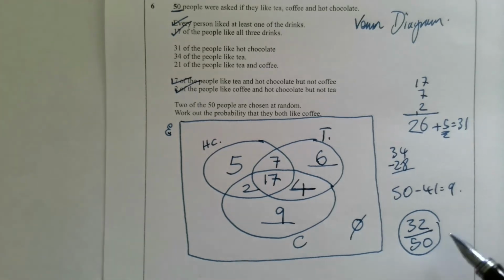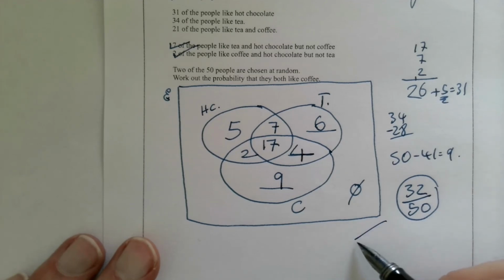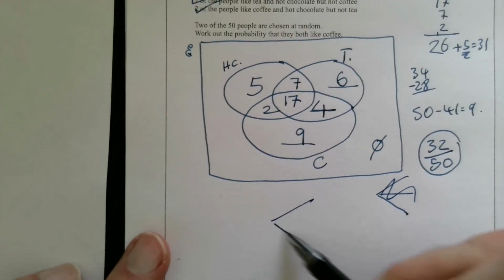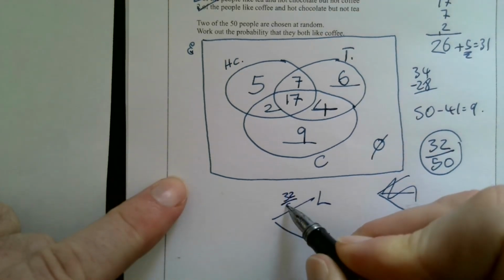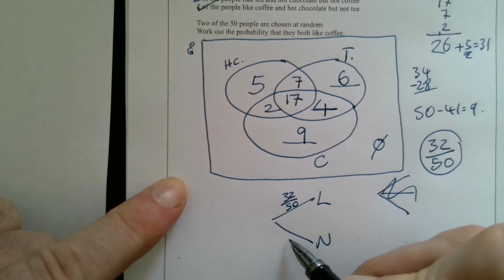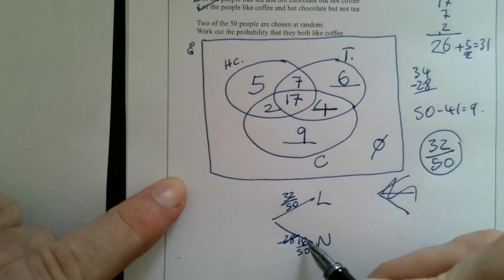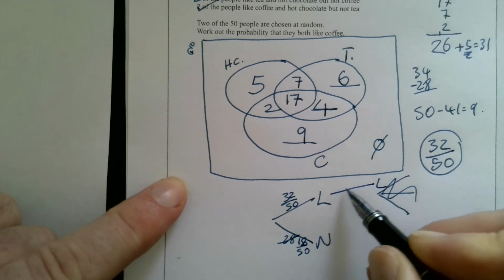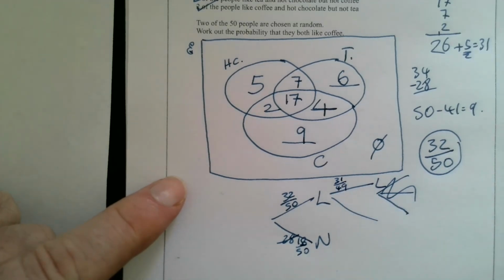Hang on, that's my answer for the first person. But if you imagine you had a tree going on, and don't worry about most of it, but you've got liking coffee, not liking coffee, you've got 32 out of 50 for the first person, and you've got 18 out of 50 for not liking it. Then when it gets to the next bit, this is the only bit we're worried about, liking is only going to be 31 out of 49.